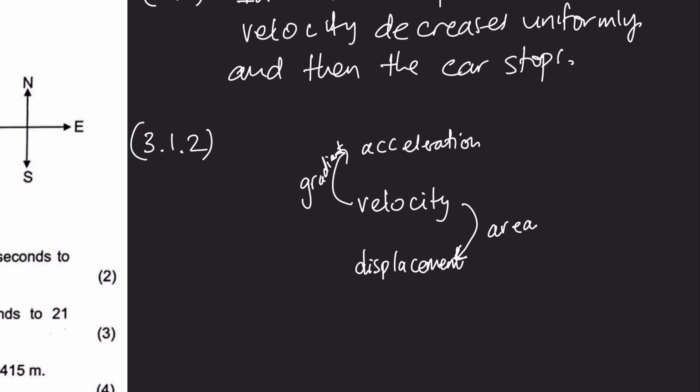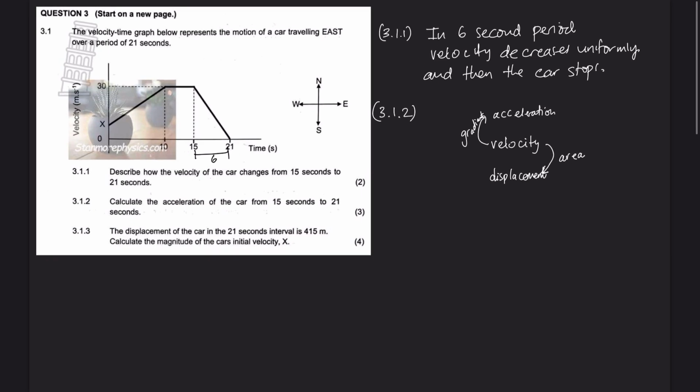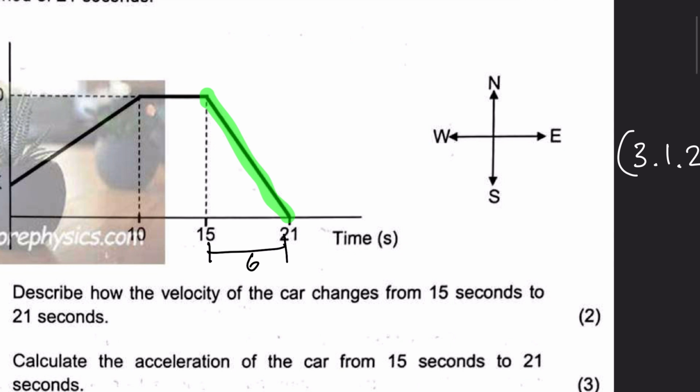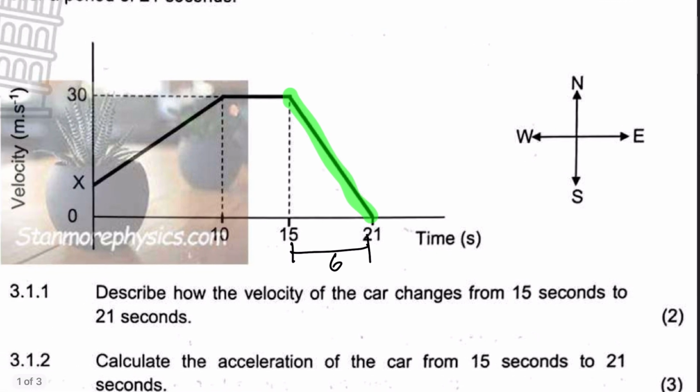So if you're going up, you're going to do gradient. If you're going to go up this ladder, if you will, you're doing gradient. If you're going to go down the ladder, you do area. So if we have a velocity time graph and we want acceleration, then we work out the gradient. So they want the gradient of this line. We need 2 points to work out gradient. Let's write out our points.